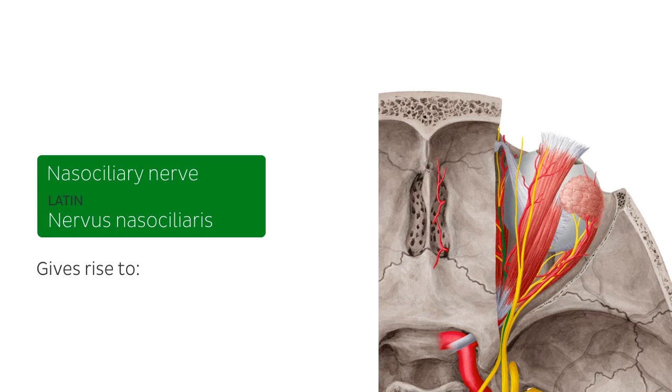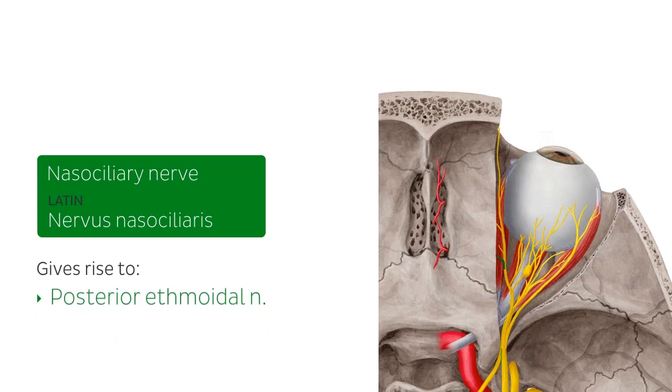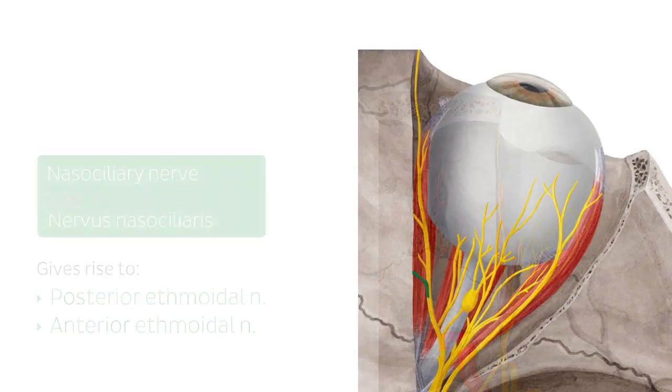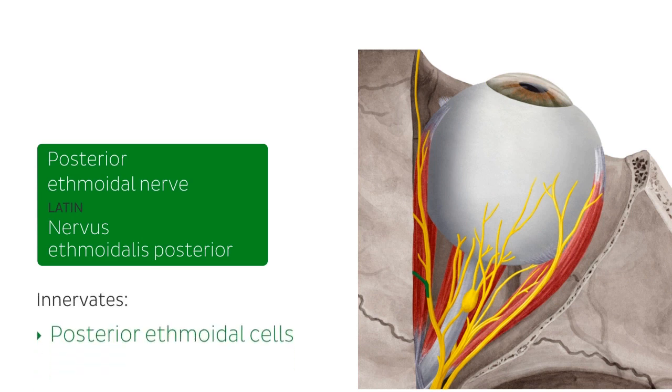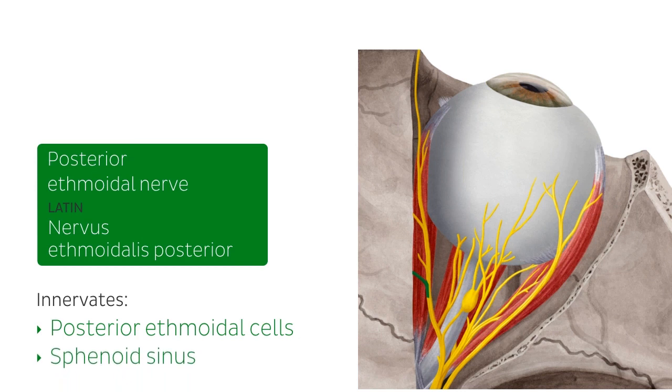And so the branches of the nasociliary nerve that give rise to the nerves that we're currently interested in are the posterior ethmoidal nerve, as well as the anterior ethmoidal nerve. And so we're going to begin with the first of these nerves, the posterior ethmoidal nerve. And the posterior ethmoidal nerve innervates the posterior ethmoidal cells and sphenoid sinus. And here on this transverse section of the orbit, we can see the posterior ethmoidal nerve coming off the nasociliary nerve as it enters the posterior ethmoidal foramen between the frontal and the ethmoid bones, where it's accompanied by the posterior ethmoidal artery.